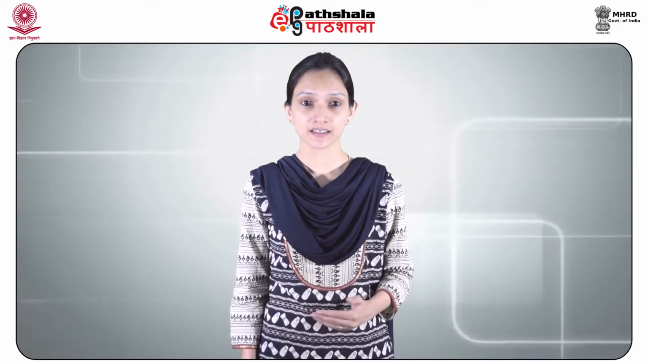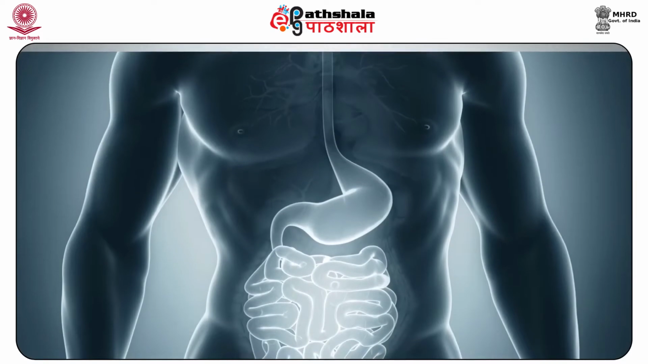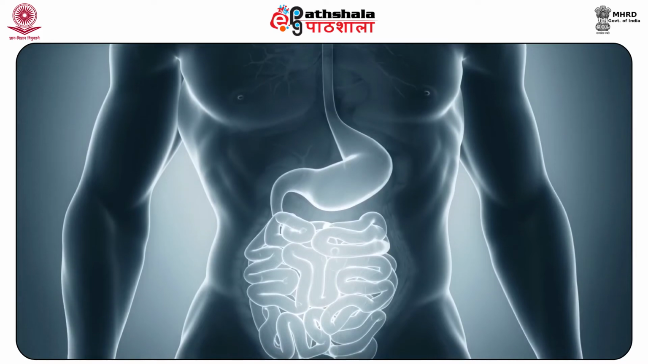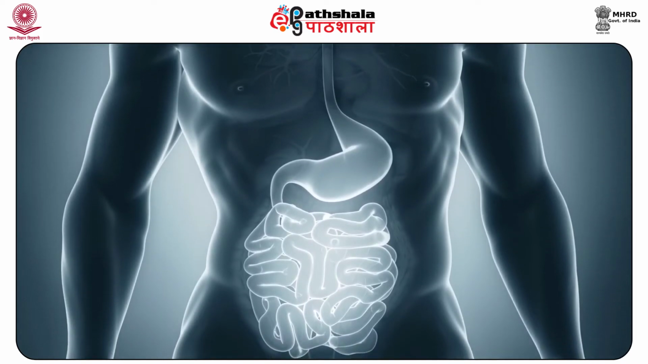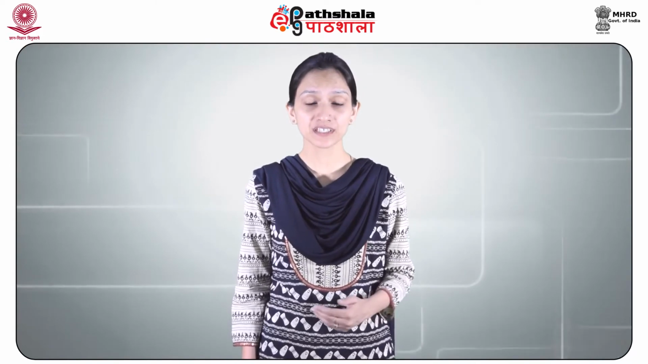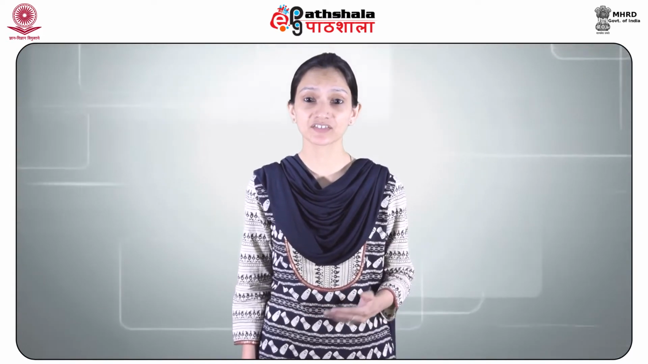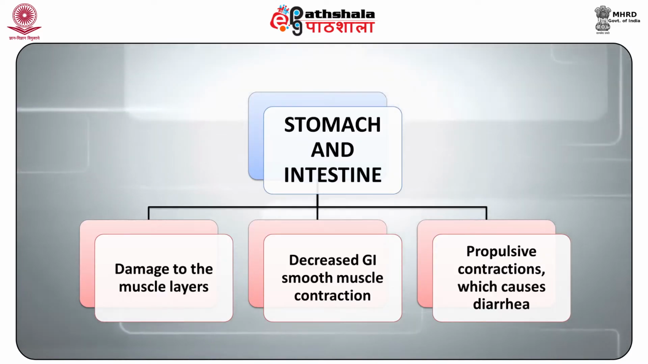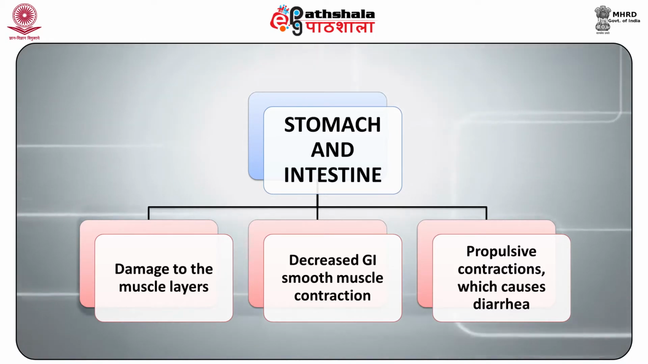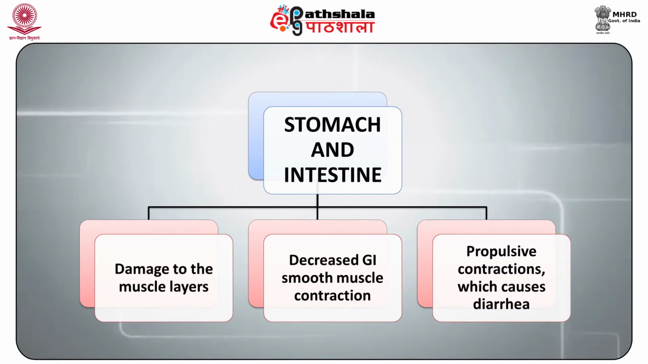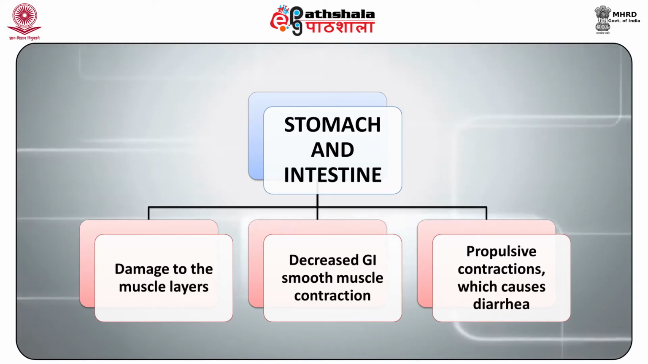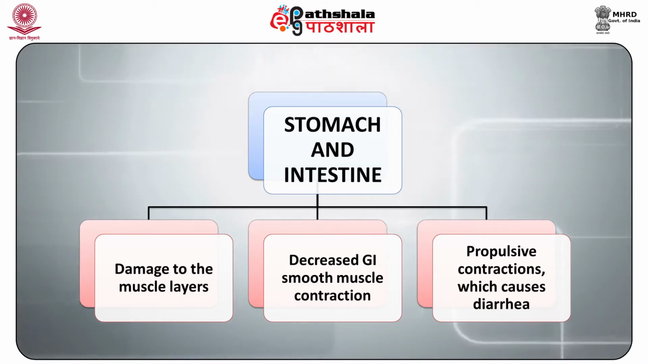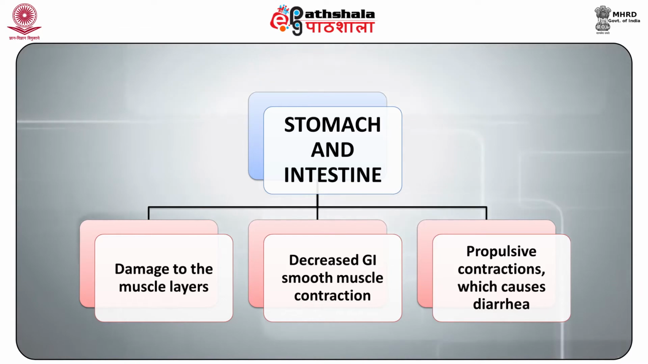Stomach and intestine. Drinking alcohol even a little makes the stomach produce more acid than usual, which can in turn cause gastritis, inflammation of the stomach lining. This triggers pain, vomiting, diarrhea, and in heavy drinkers, even bleeding. Alcohol causes damage to the muscle layer of the stomach and intestinal wall. Use of alcohol can cause decreased gastrointestinal smooth muscle contraction. After chronic use of alcohol, there is an increase in propulsive contractions which causes diarrhea.